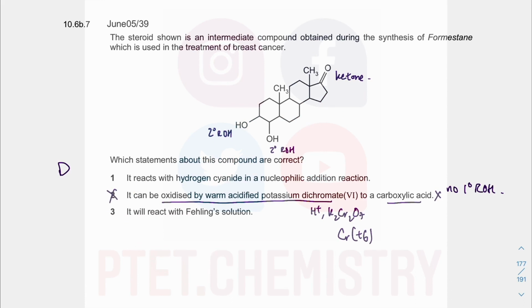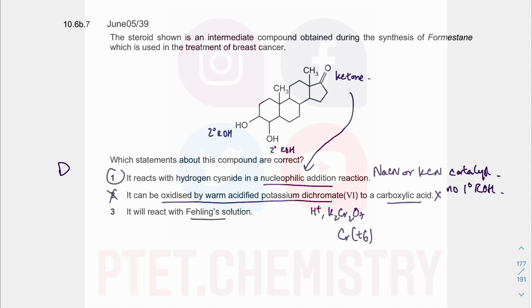And we know 1 is correct because we have that nucleophilic addition reaction with a ketone. So the ketone can undergo nucleophilic addition with HCN, and you need NaCN or KCN catalyst. And by default, since number 2 is wrong, only 1 is correct, and number 3 should be wrong as well, but I'm going to check number 3.